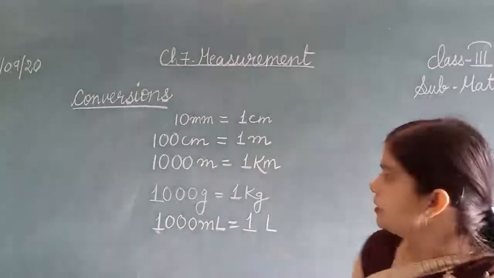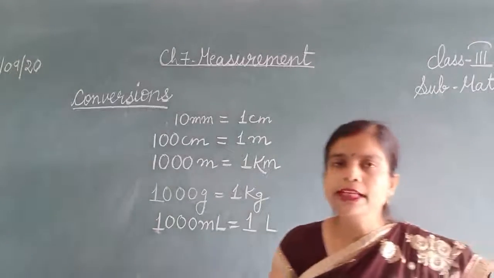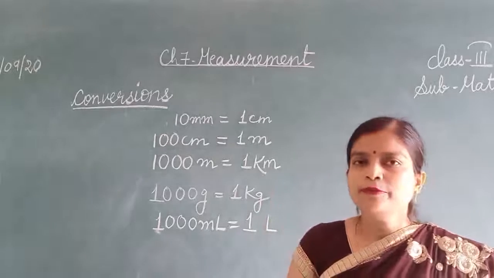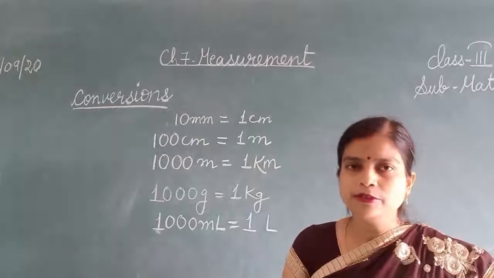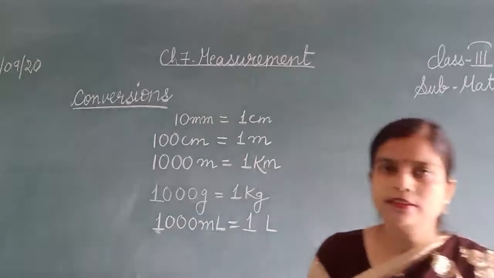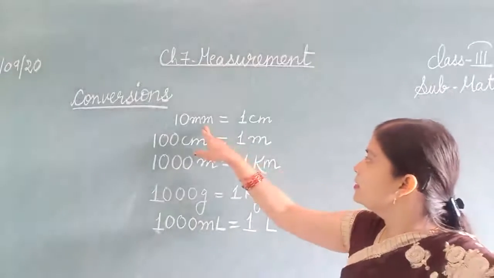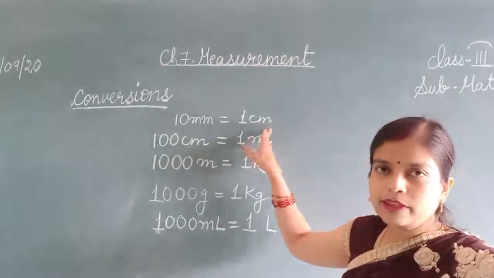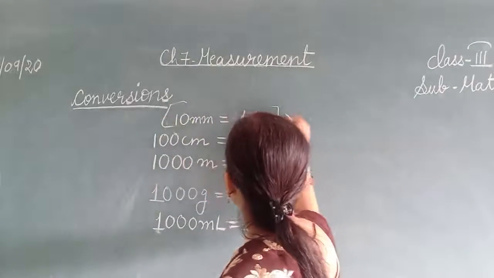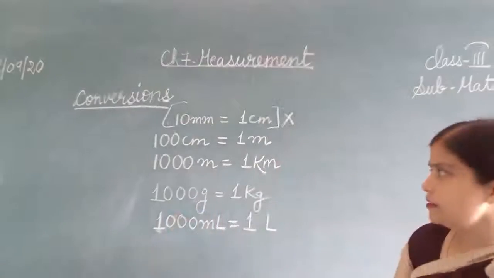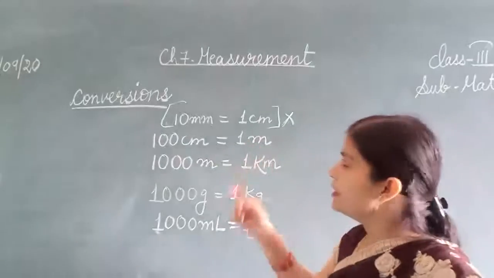I have already explained this chapter beforehand, so today we are going to take a revision only, with the help of some questions. Before starting the revision, let's recall what you have learned. You have learned that 10 millimeter is equal to 1 centimeter. There is no question for this conversion in your class, but you should know that 1 centimeter is equal to 10 millimeter.